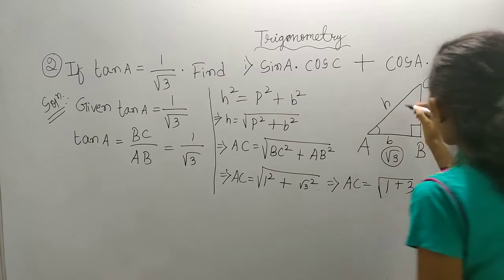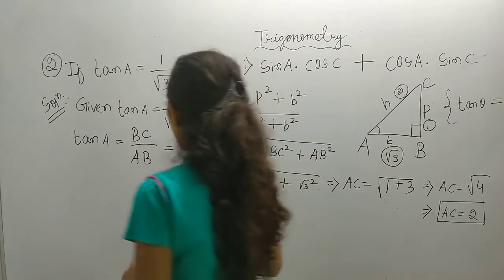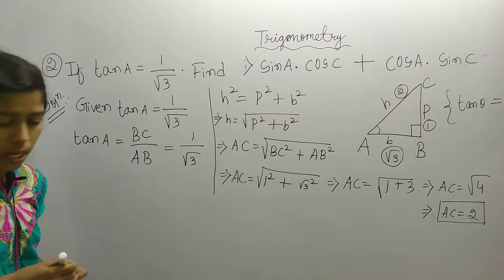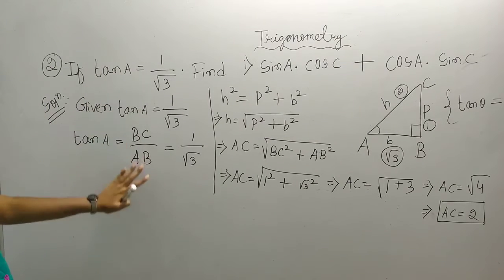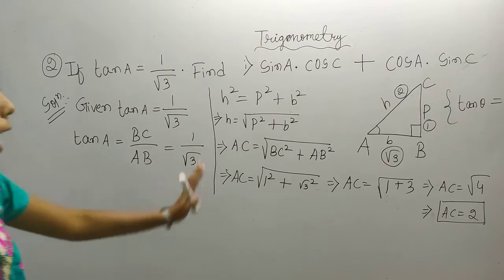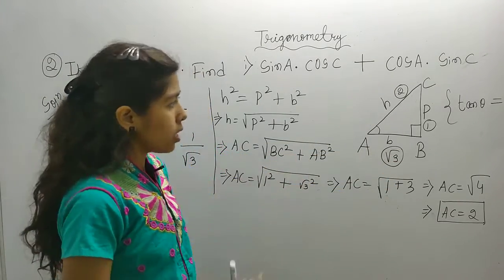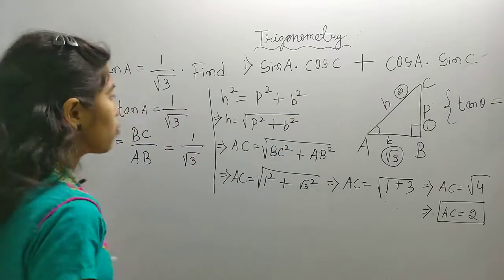So how much AC came here? 2. Over. So now we have completed the triangle part. Let's move to the question now. We have already written what is given and what we have found out, and then we went to the formula and completed the triangle. So now we have complete information about the triangle. Let's move to the question now.